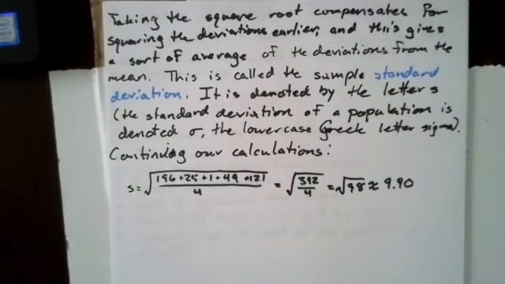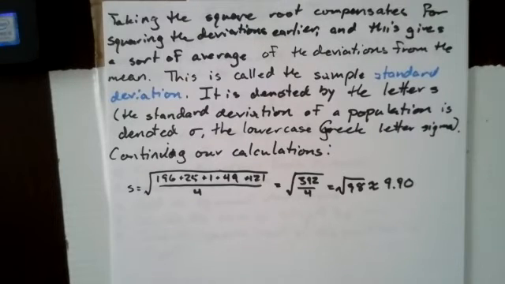Taking the square root compensates for squaring the deviations earlier, and this gives a sort of average of the deviations from the mean. This is called the sample standard deviation. It is denoted by the letter S. The standard deviation of a population is denoted sigma, the lowercase Greek letter.